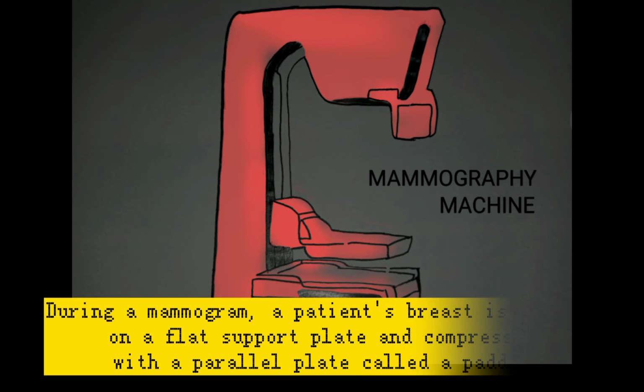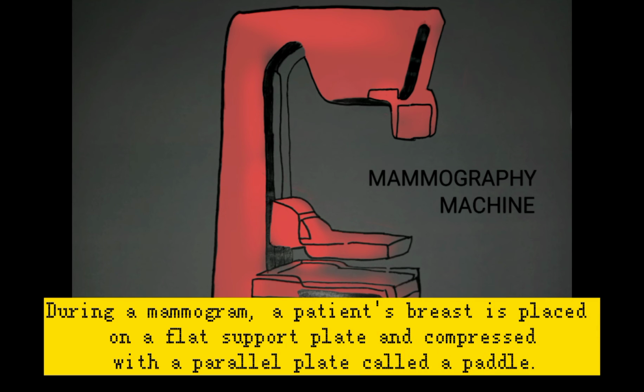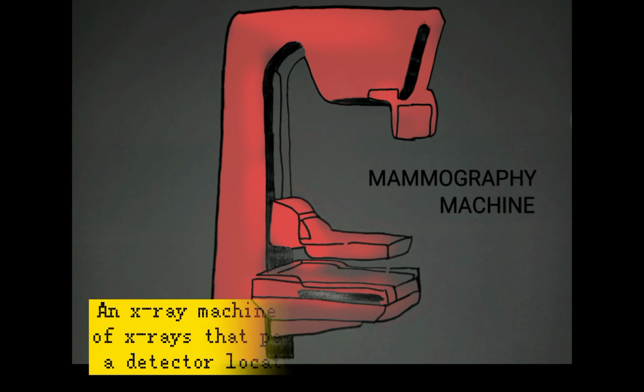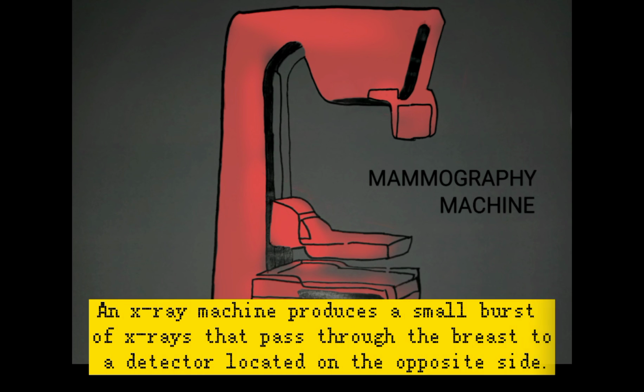During a mammogram, a patient's breast is placed on a flat support plate and compressed with a parallel plate called a paddle. An X-ray machine produces a small burst of X-rays that pass through the breast to a detector located on the opposite side.